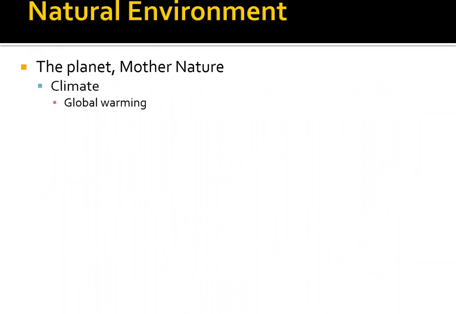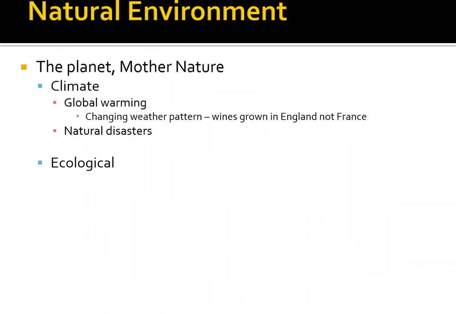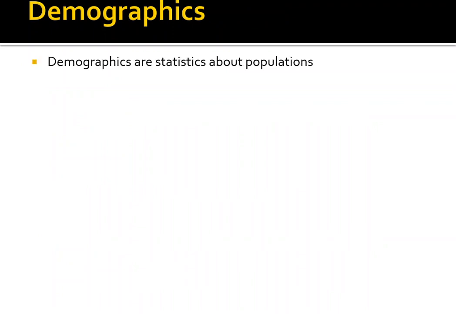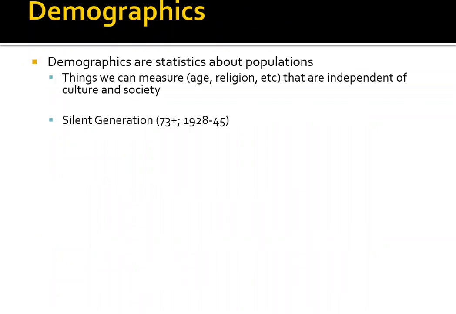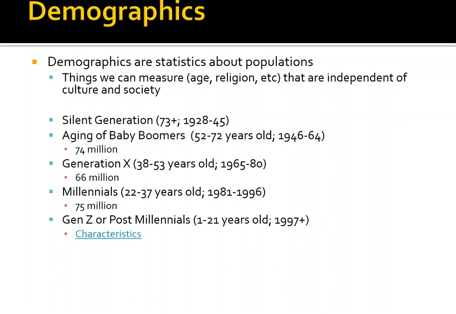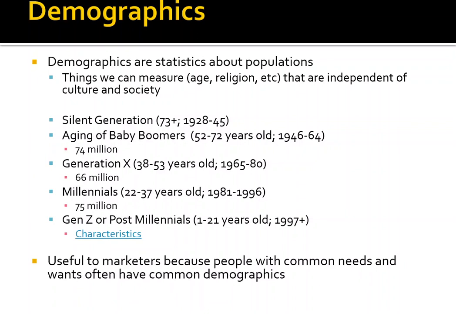Then we talked about Mother Nature. Certainly a big part nowadays. There's plenty of examples here. We talked about this, but just remember that it's one of the elements. And then demographics. Demographics are statistics, things you can measure reliably about people or groups of people. And these are the most common ways that we talk about demographics and these different groups. It's just important to realize that just because people have common demographics doesn't mean they're all the same. It's just true that people who have common needs often have common demographics.